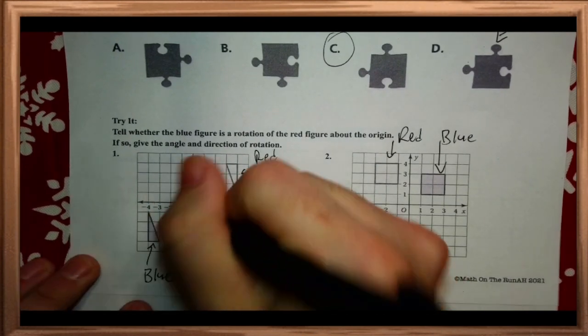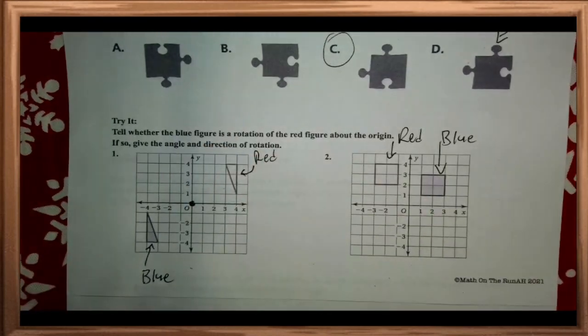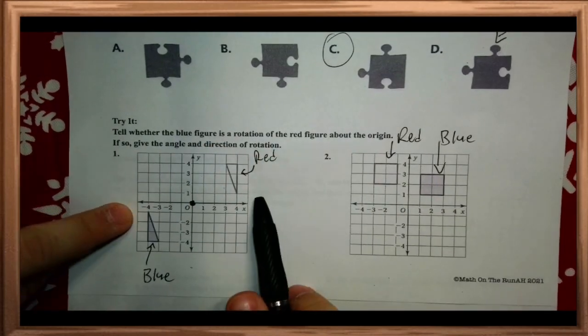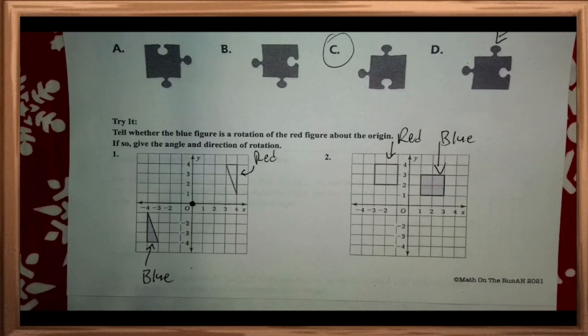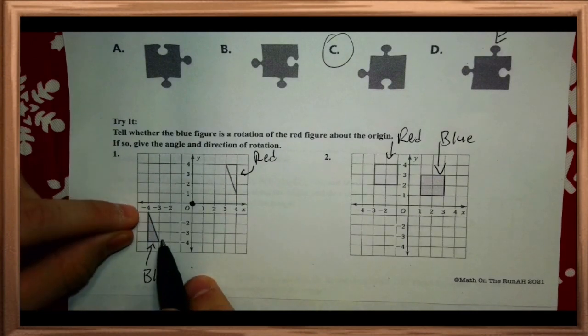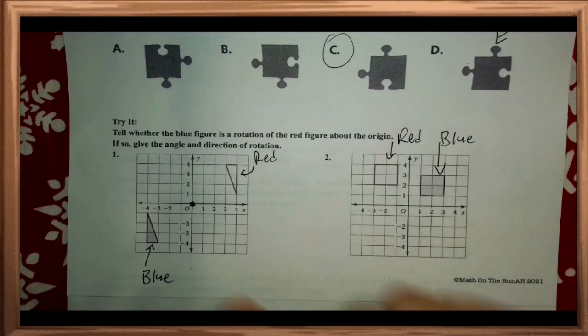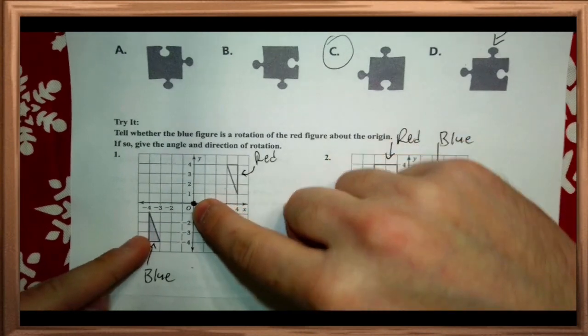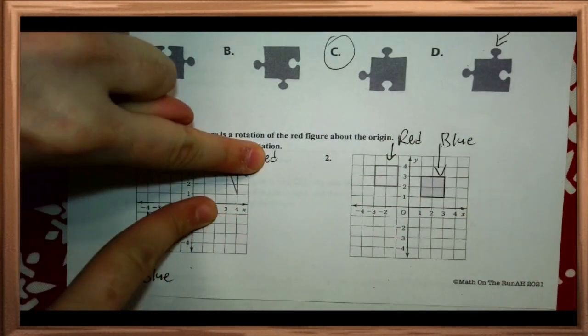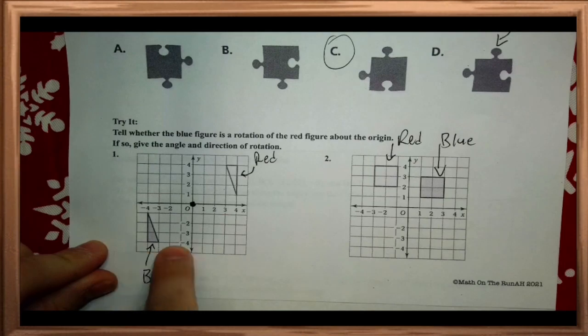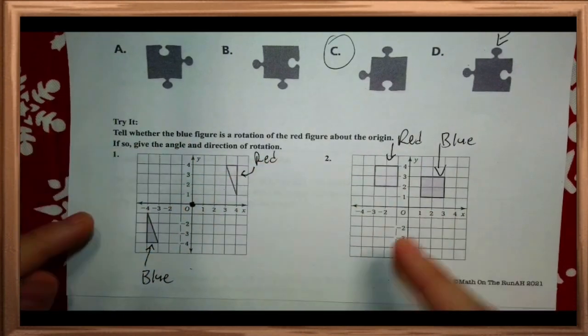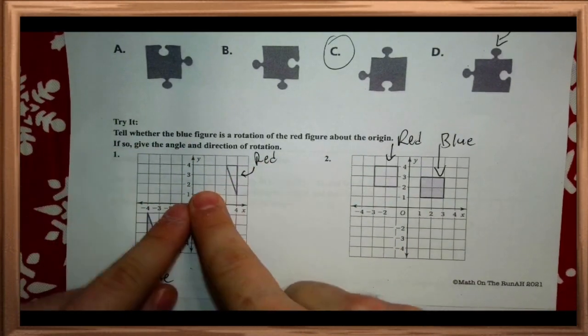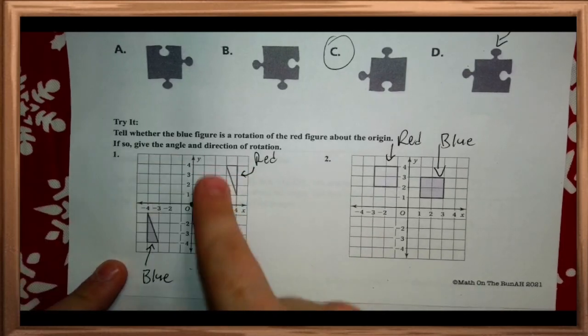Okay. So, tell whether the blue figure, this triangle we have, is a rotation around the origin. Remember, the origin is 0, 0. So, is this a rotation? Well, I would say yes. Because if I take this triangle, like I did before with the motion, and I rotate it around, this bottom part's going to end up at the top, and then the slant is going to almost be mirrored over here.